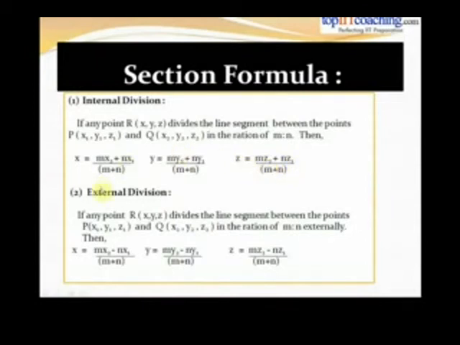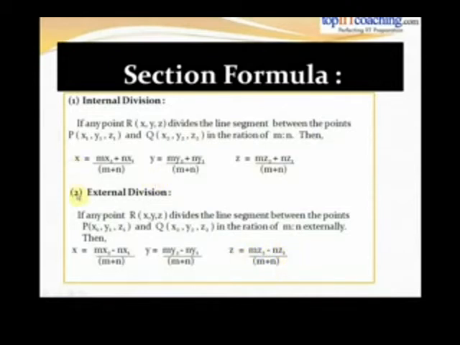Similarly, if we have external division, that is the point R divides the line segment joining the points P and Q in the ratio m:n externally, then the coordinates of R are given by the x coordinate equal to (m x2 minus n x1) divided by (m plus n), the y coordinate equal to (m y2 minus n y1) divided by (m plus n), and the z coordinate equal to (m z2 minus n z1) divided by (m plus n).